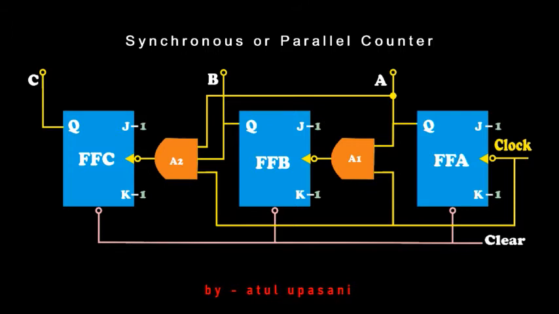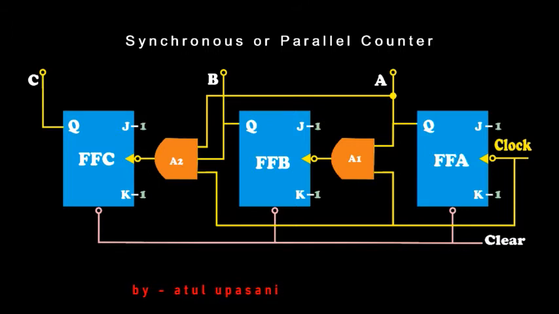The figure shows the circuit diagram of a 3-bit synchronous counter. It uses 3 negative edge JK flip-flops. All the flip-flops are in toggle mode, that is, the J and K inputs of all flip-flops are connected to logic 1. The clock pulse is applied simultaneously to the flip-flops. The first flip-flop, flip-flop A, receives the clock signal directly, while flip-flop B and flip-flop C receive the clock pulse through AND gates.